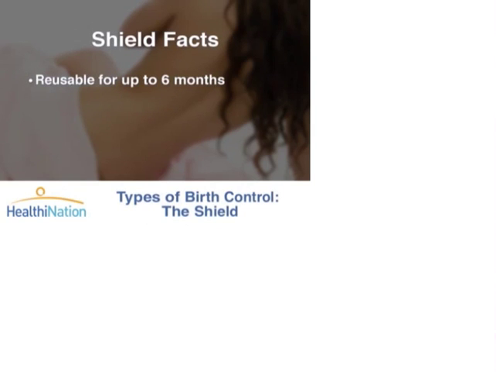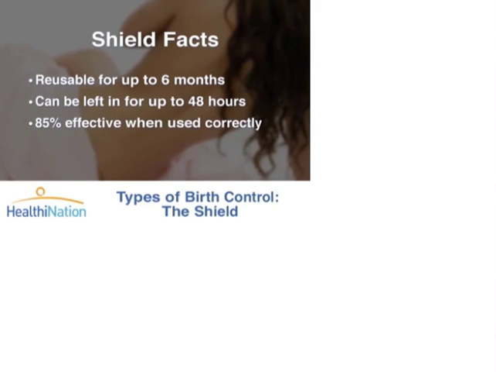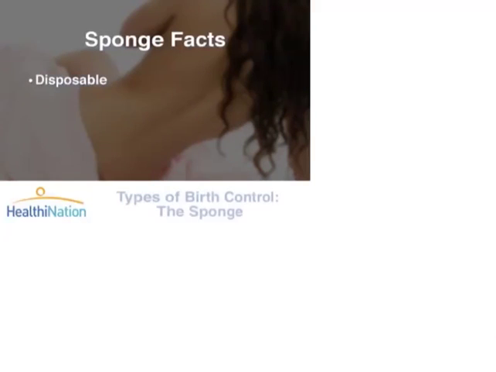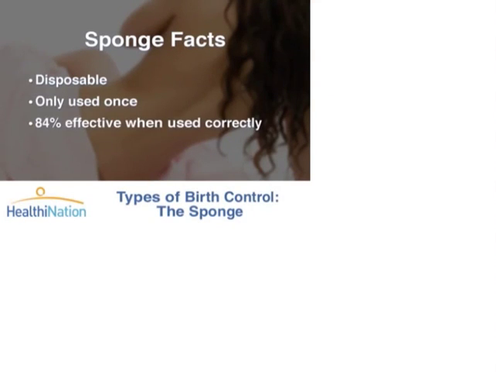The shield is reusable and can last for up to 6 months. It can be left in place for up to 48 hours and is 85% effective in preventing pregnancy. The sponge is disposable and can only be used once. It's 84% effective when used properly.